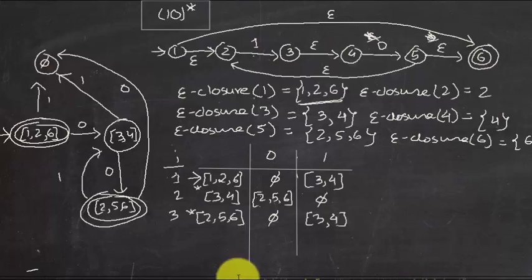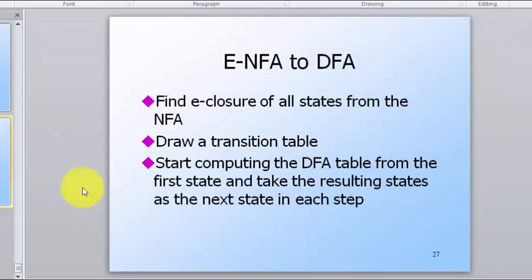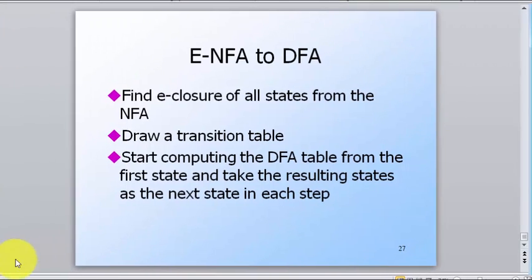Let's look at the algorithm again in order to recall. So what is the first step? We find the enclosure of all the states from the epsilon NFA. And then after that, we draw the DFA transition table, and we start computing the DFA table from the first state and then take the resulting states as the next state in each step. So yeah, that's about it for epsilon NFA to DFA conversion.